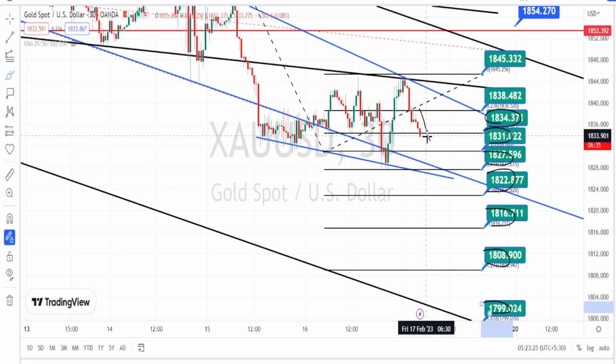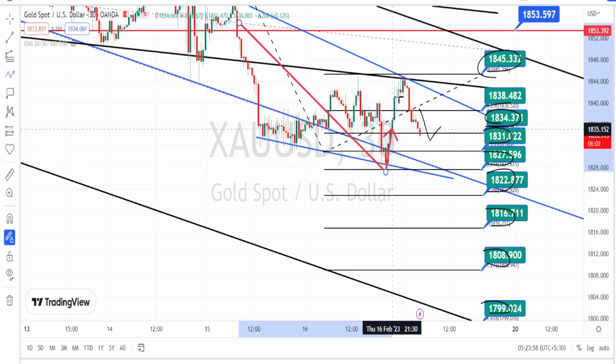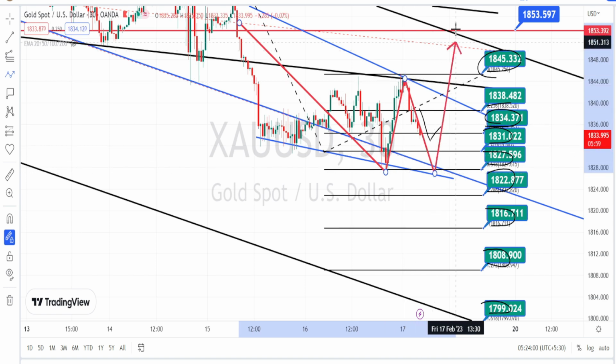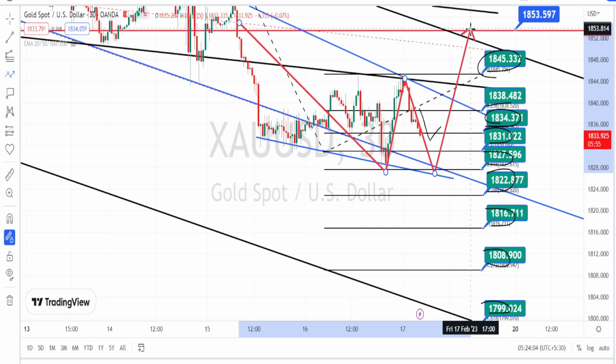And if the price action bounces back on the bullish side retracement, breaking the resistance level of 1834, next level of resistance is going to be around 1838 and 1845. And any bounce back on the bullish side will be considered only as a retracement. It will not be a trend reversal on the bullish side, as long as it is trading within this bearish channel pattern resistance line or the trend line.